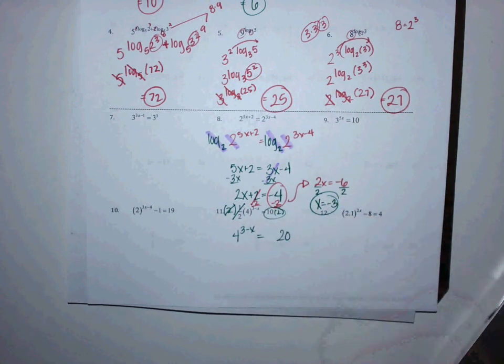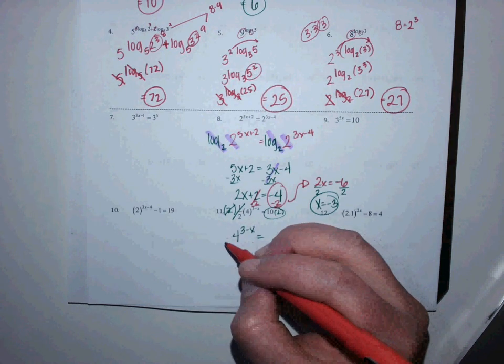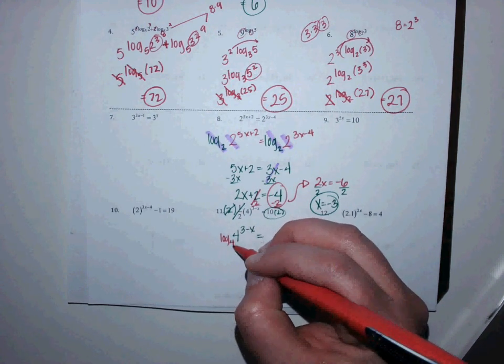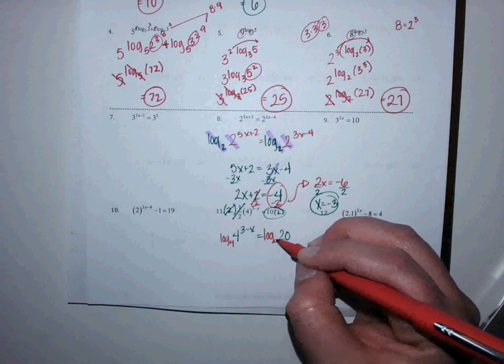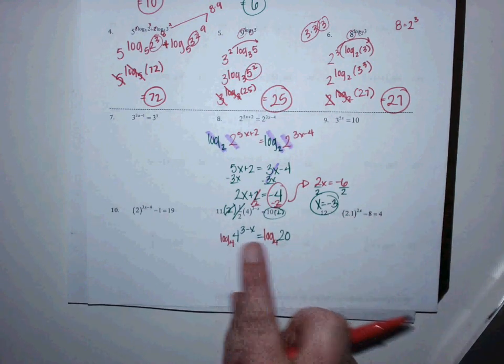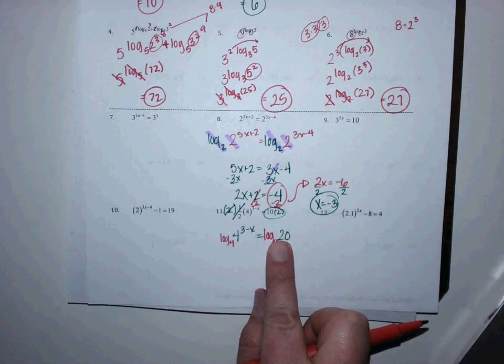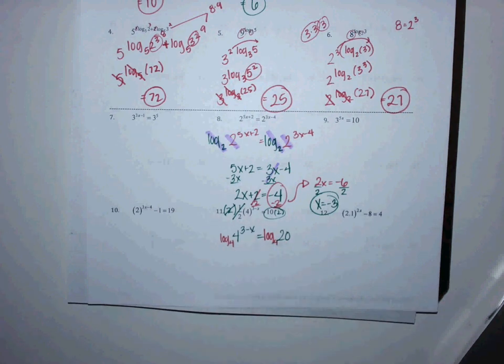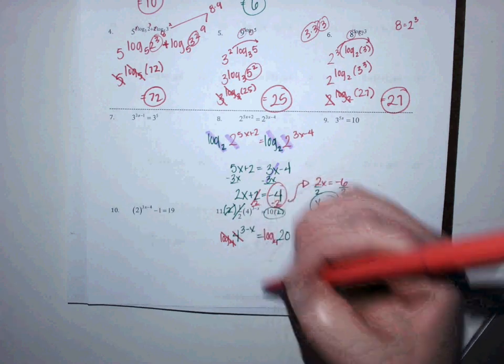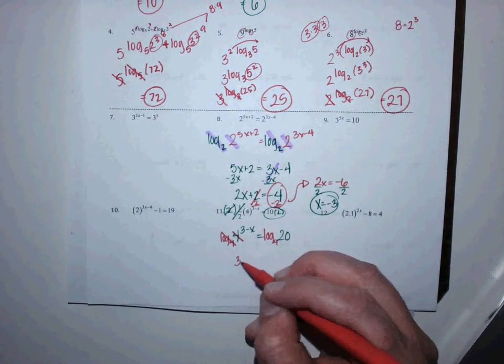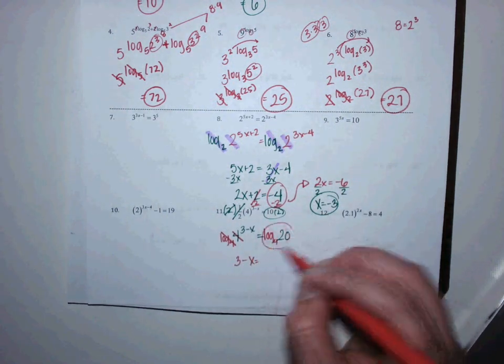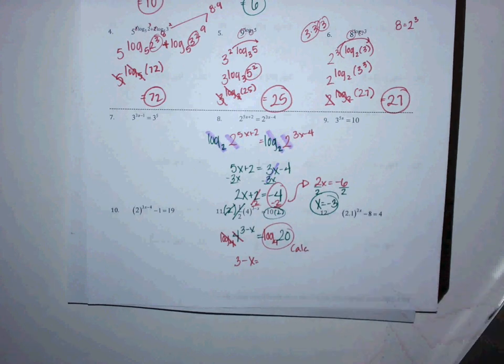Now, from here, I could look at my common base chart, but what I'm going to notice is that 20 is never a base 4. So the only way for me to fix that is to do a log base 4 on both sides. So remember, at this point, 4 and 20 don't have a common base with each other. So that's why I'm choosing this method here to solve. So log base 4 and 4 cross out, 3 minus x is going to transfer down, and then that you're going to type into the calculator.